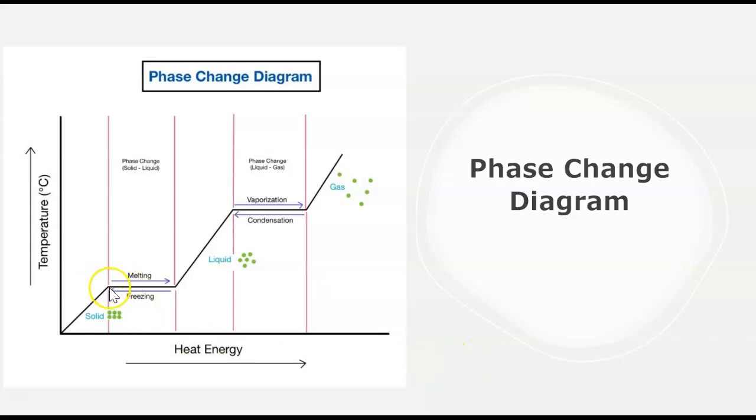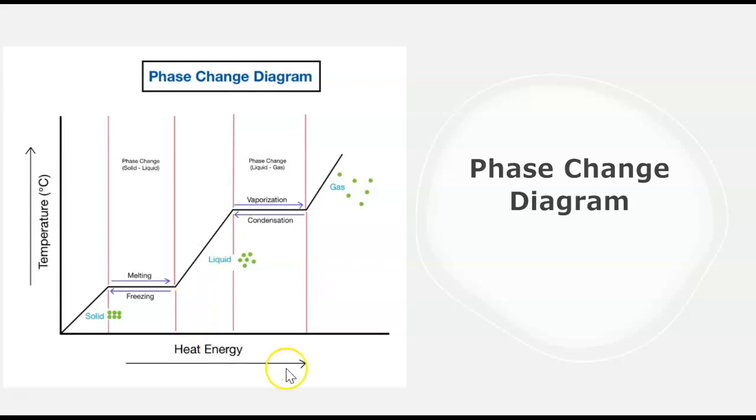All of these points here are going to be very specific for a specific compound. So the temperature at which water becomes a liquid is different than, say, the temperature for carbon dioxide to go from a solid to a liquid. The temperature needed for water to go from a liquid to a gas is going to be different than, let's say, nitrogen going from a liquid to a gas.